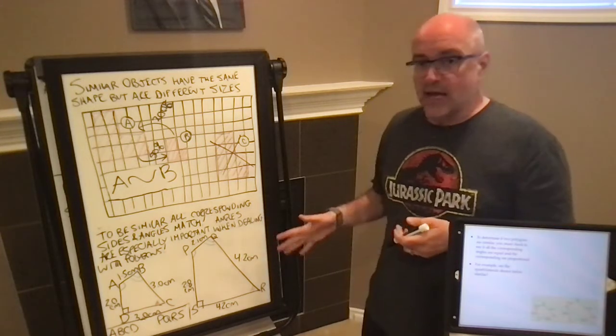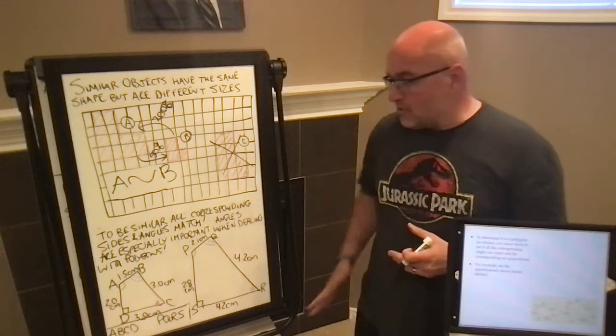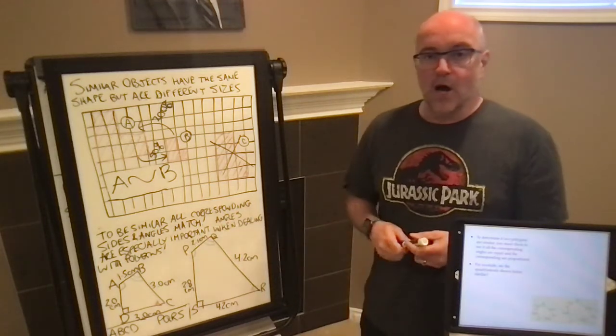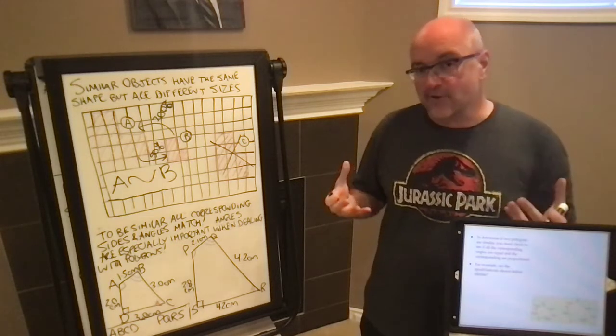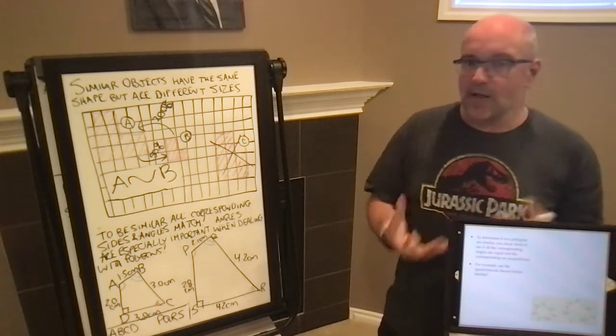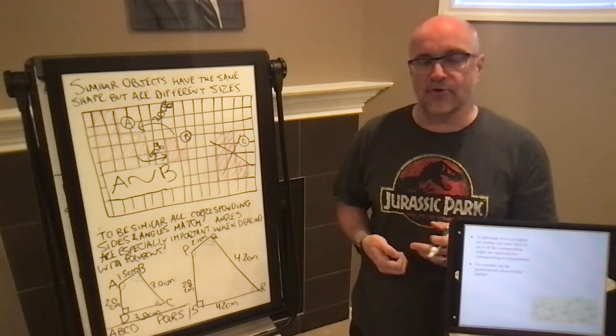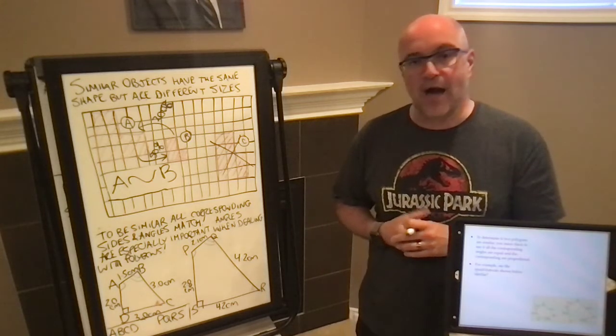So in this case, I want to determine whether or not these two objects are similar to one another. Do they have the same corresponding sides? Are the corresponding sides similar to one another? Are the corresponding angles corresponding to one another? So how do I do that?